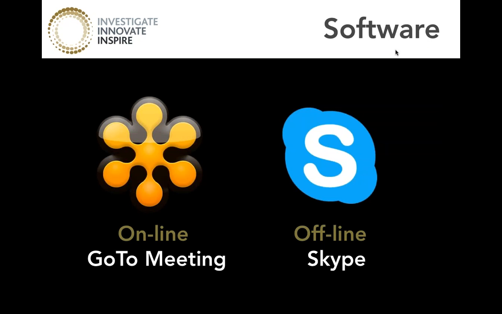A final housekeeping piece just in terms of software. At this point, all of you have successfully used GoToMeeting. GoToMeeting is the collaborative software that we're using to deliver the course. However, in sessions 2 through 10, we're also going to be using offline technologies. When you're doing your paired discussions or your small group discussions, you are going to be using Skype.